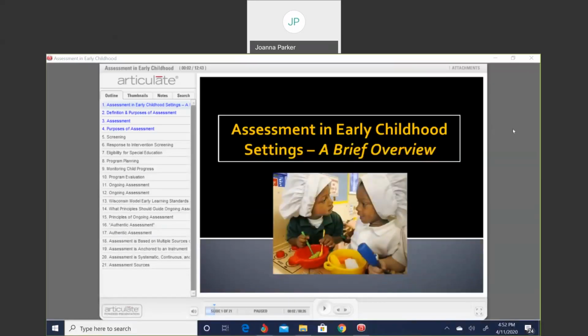Today we are going to be reviewing this overview, talking about the purposes of assessment.